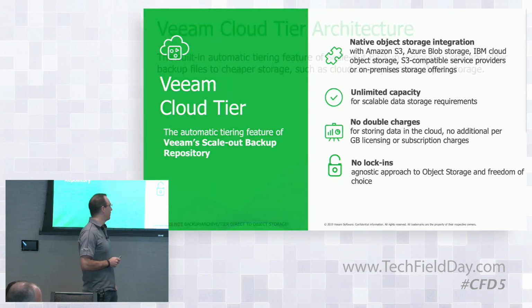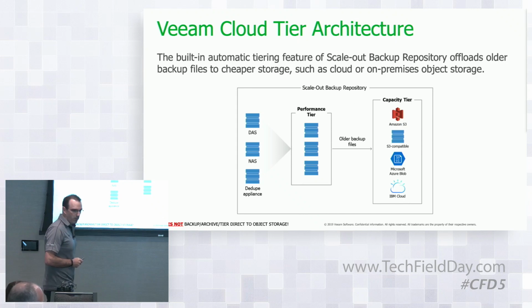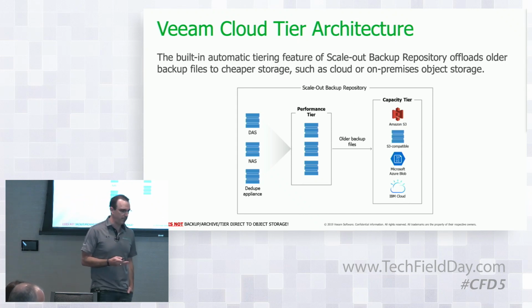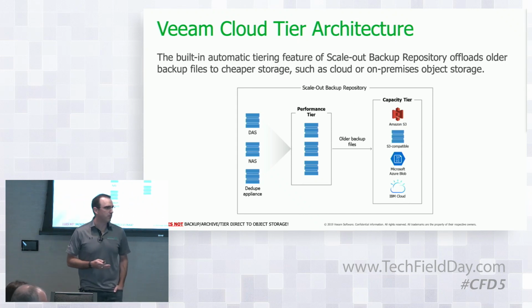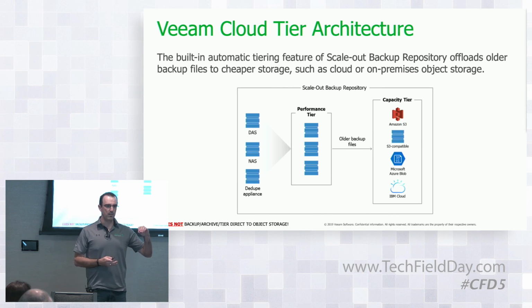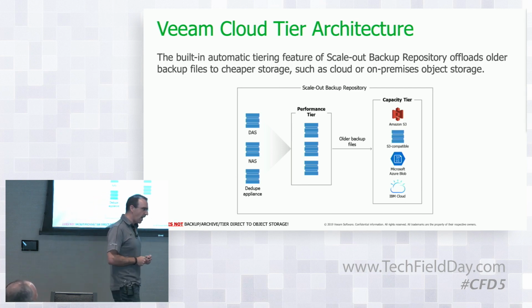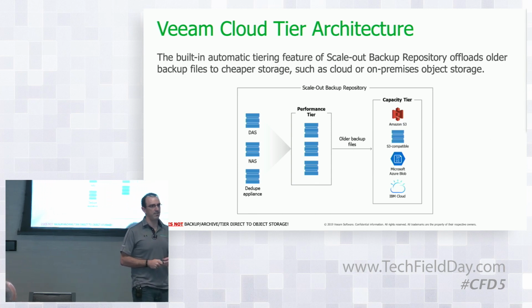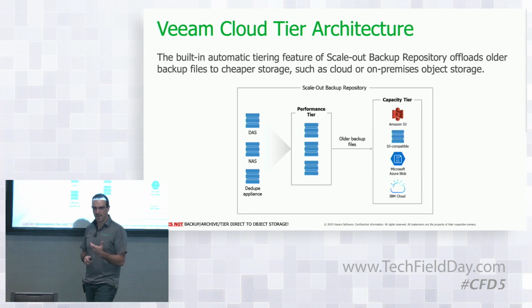Okay, very important. In terms of what we're talking about here, fundamentally the cloud tier is about shifting data from what is more expensive storage locally to what's cheaper storage off-site. Okay, it's fundamentally what we're trying to do here. And this isn't an archive solution. This is a tiering system here. So it's very important to understand exactly what we're doing here.